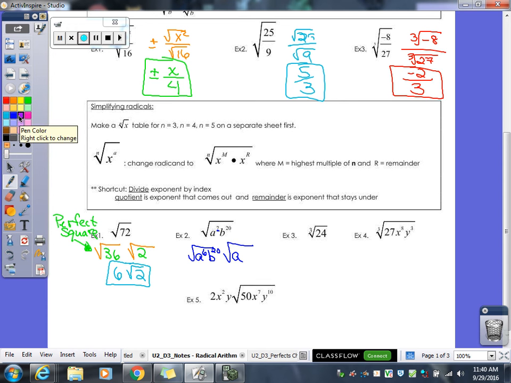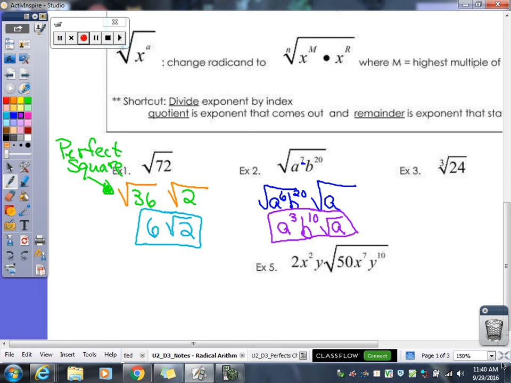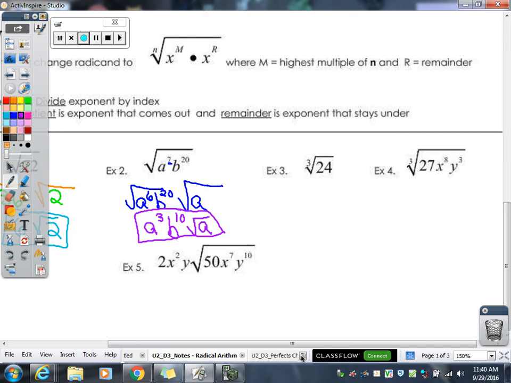So we want to divide in the first parenthesis, divide by 2 since we're taking square roots. So 6 divided by 2 gives me a to the third. 20 divided by 2 gives me b to the 10th. And we still have that radical a afterwards. Try to make it a little bigger so you guys can see it a little better. We're going to practice those ones. The variables are a little tricky sometimes.